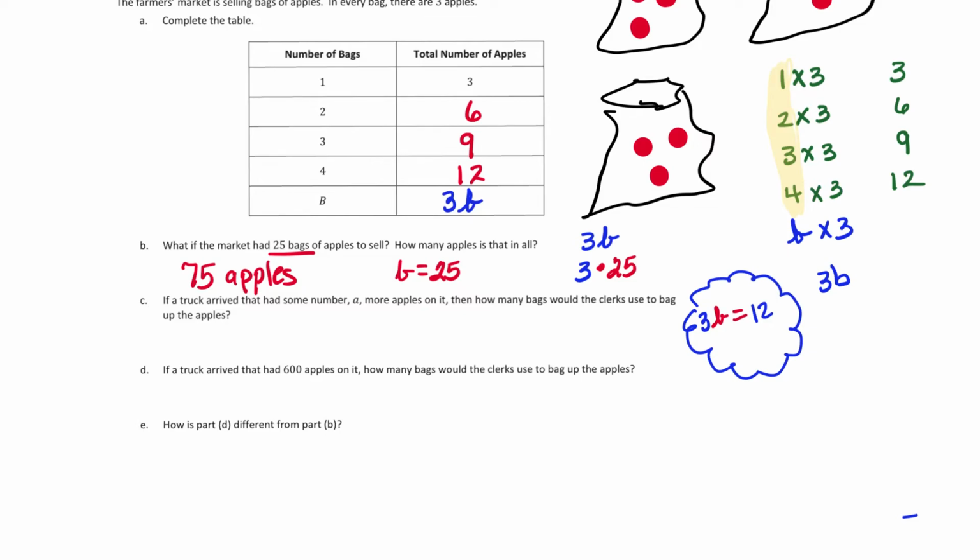You're going to have to think, 3 times what gives me 12? And if some of you know your facts, you can say, 3 times 4. But let's pretend that 12 was a big number and you didn't know how to find the number that you can multiply by 3 to give you 12. Then you would do the opposite operation. What would be the opposite operation? It would be division. So you would divide 12 divided by 3.